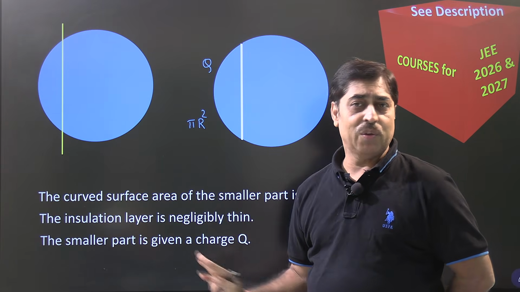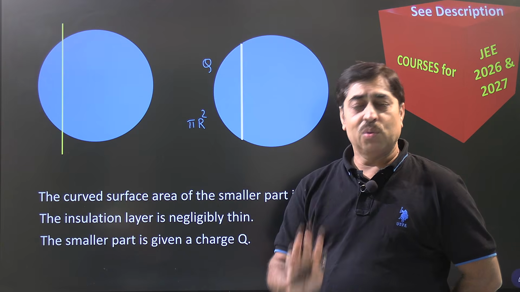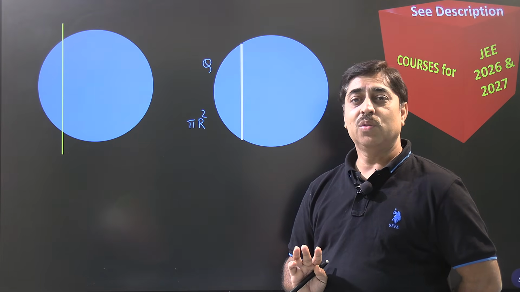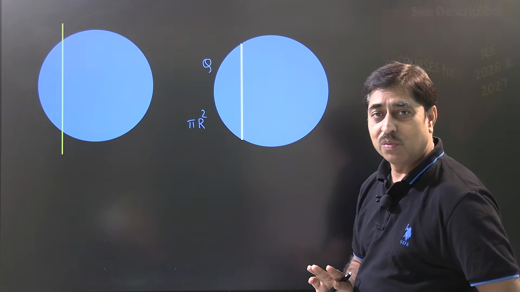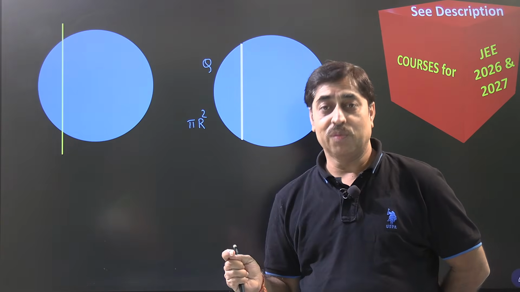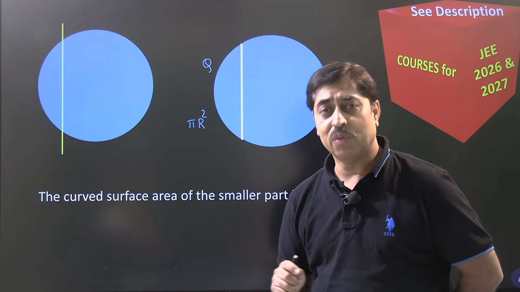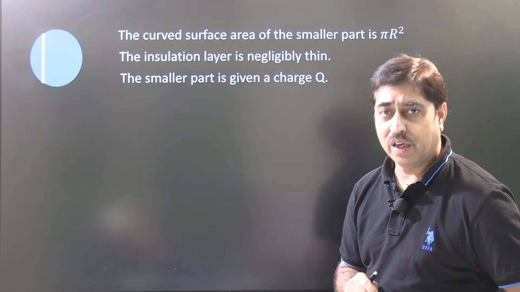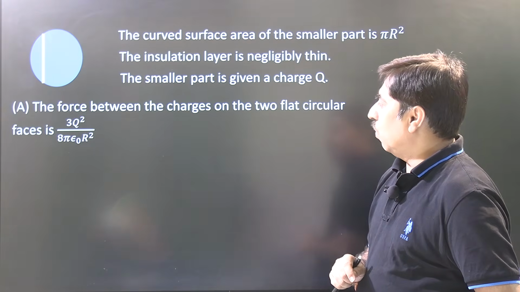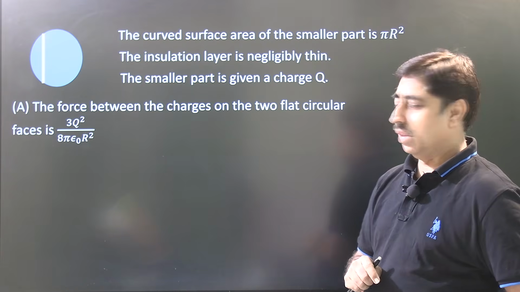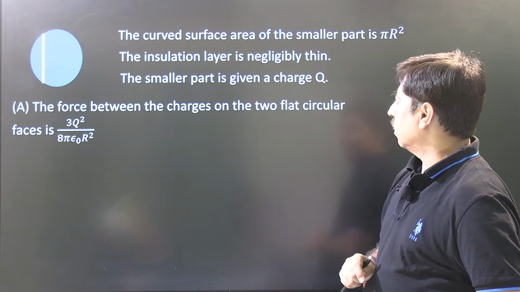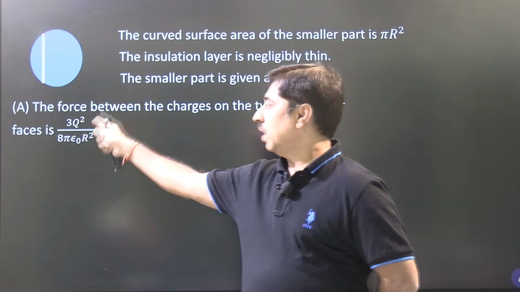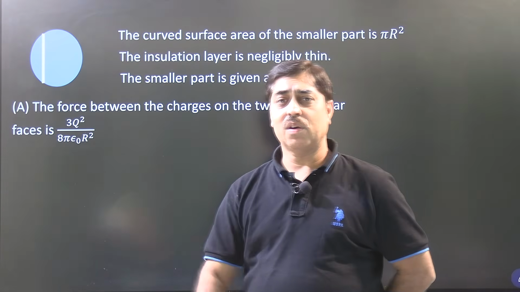So this is given to you, and now the question gives you exactly 4 options. You have to tell which of these 4 options, one or more of them may be correct actually. So these are your 4 options. The first option is: the force between the charges on the two flat circular faces is 3Q squared by 8 pi epsilon naught r squared.